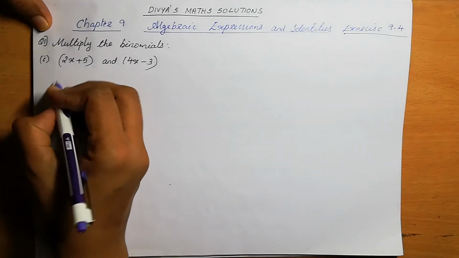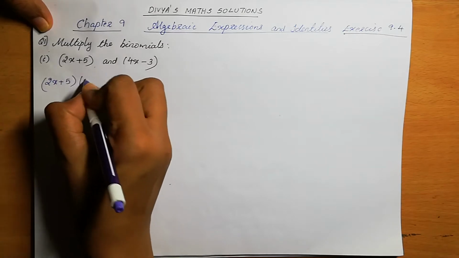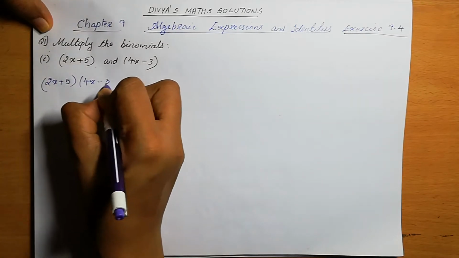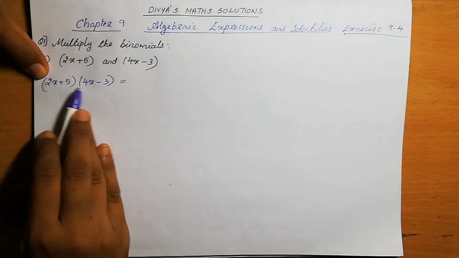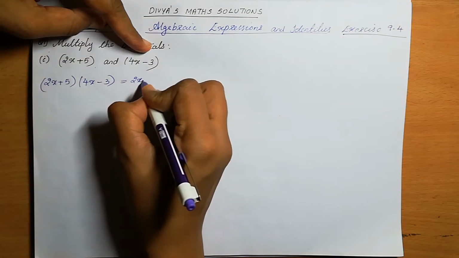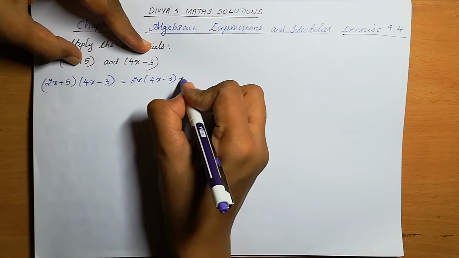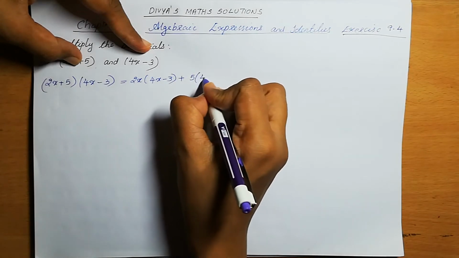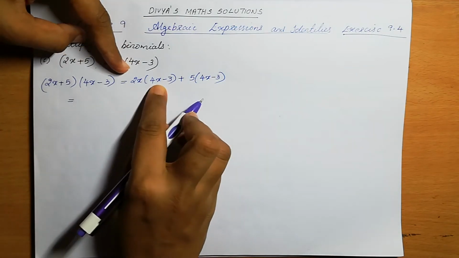First one we can do. 2x plus 5 into 4x minus 3. That means we are opening this bracket, right? That means 2x into this term plus 5 into this term we need to write. That means 2x into 4x minus 3 plus 5 into 4x minus 3. So this is equal to 2x into 4x.